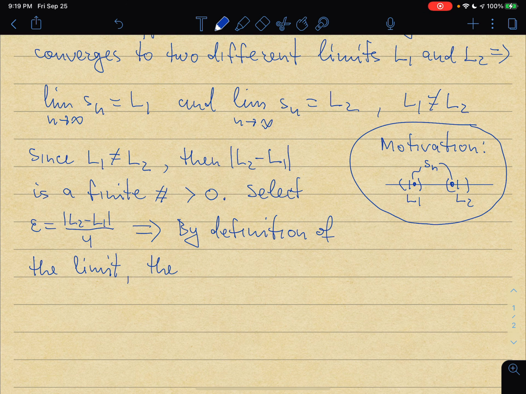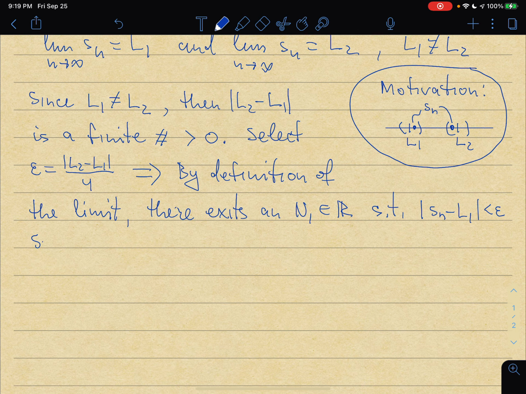there exists a number n1 in R such that absolute value of Sn minus L1 is going to be less than epsilon. Right? So I chose epsilon, then by definition of the limit of Sn equal to L1, I have this fact that I just wrote down.